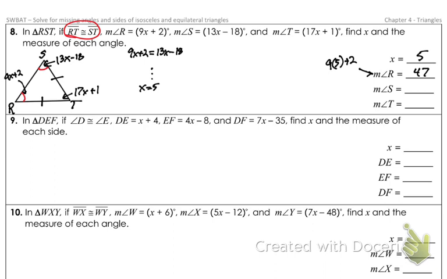To get S is going to be 13x minus 18. That'll be 13 times 5 minus 18. And then to get T, we're going to do 17x plus 1, which would be 17 times 5 plus 1. Those should all come out to what? I already knew that. It should be 47, 47, and 86.